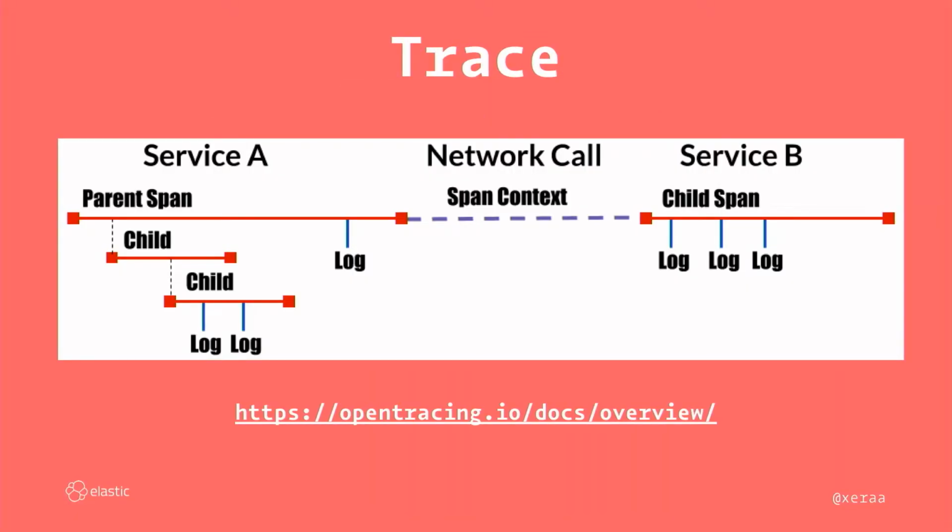Here I have two services, service A and service B, and you can see there is the parent span, the initial thing that you call, and then it has other things that it calls to generate that response. It also reaches out to service B to get you the response back. And all of that is that one trace.